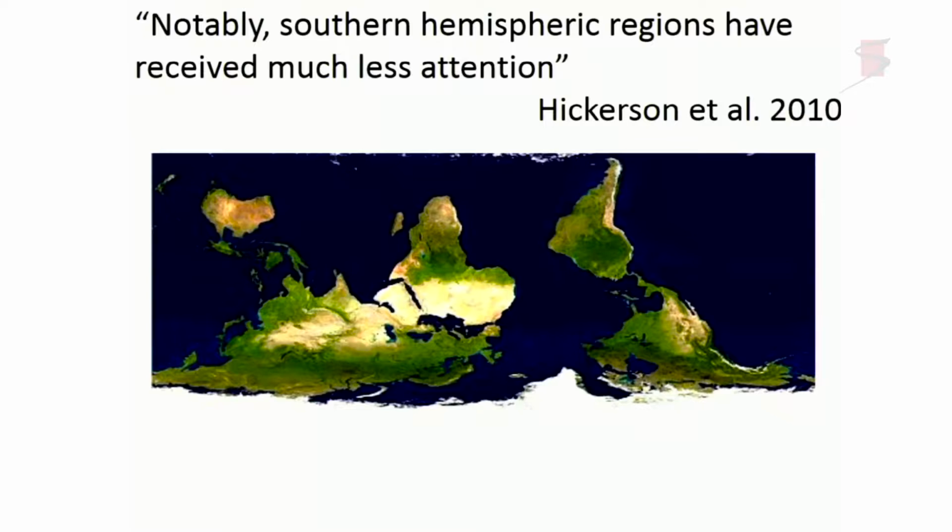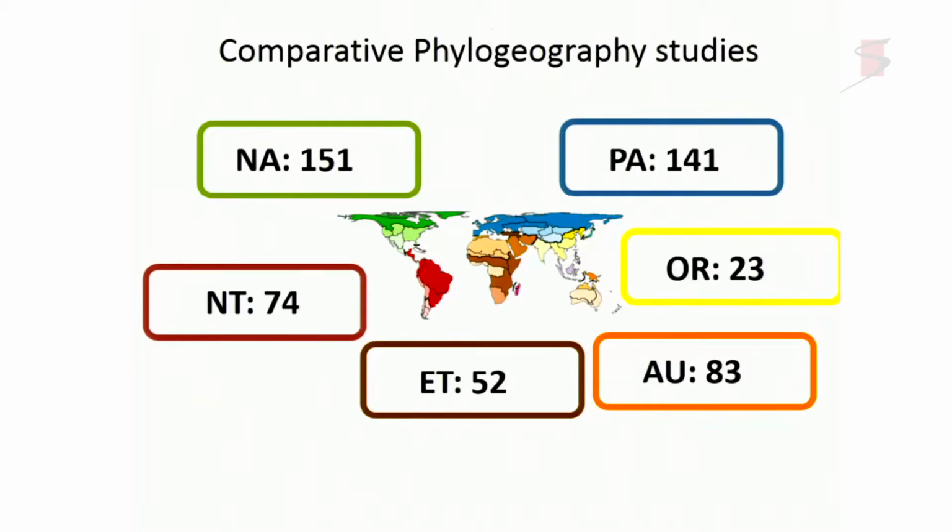Okay, so the review by Hickerson et al. in 2010, a number of you in here were on that paper, noted specifically, based on some other papers, that the southern hemisphere had not received as much attention as the northern hemisphere in comparative phylogeographic studies at that time. So I wanted to ask if that's still true. These are the total number of studies by biogeographic region as I tabulate them in different regions.